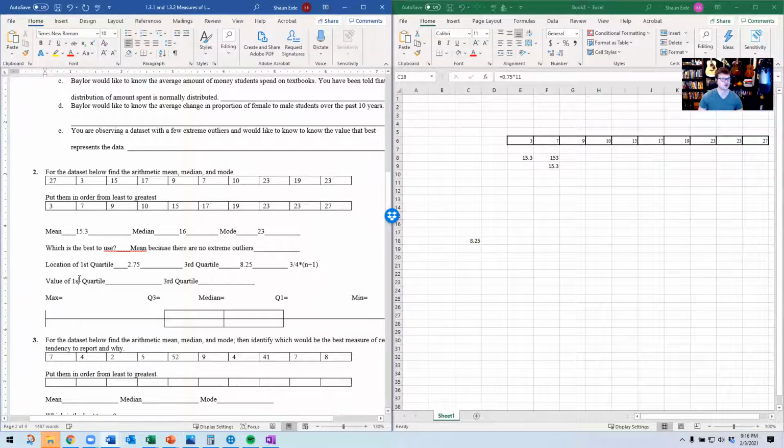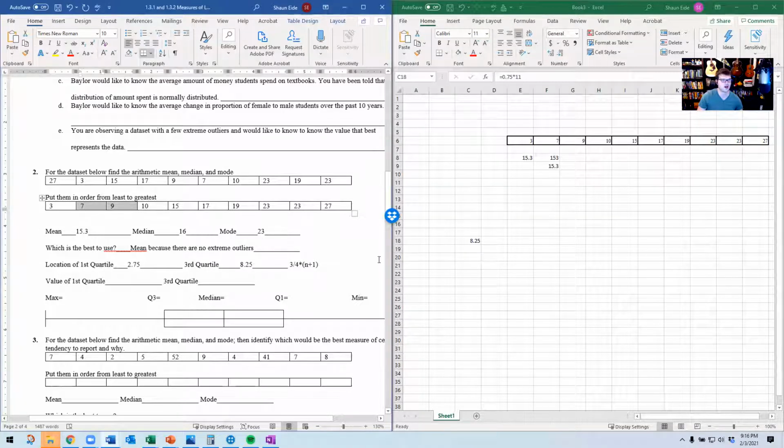Then the value of the first quartile. What is the value of the first quartile? The value of the first quartile, or the delineating point between the first and the second quartile. So you go to 2.75. So you've got 1, 2, and then 3. It's somewhere in between here, but where in between? It's 3/4 of the way between there.